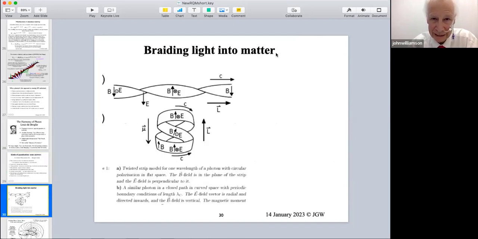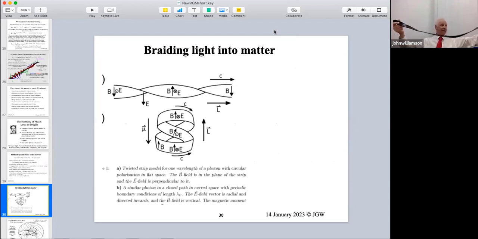How do you turn light into matter? How do you braid light into matter? Well, the way you do this is you take a photon, which has this twist. I'll just use the belt trick for that. So we take a photon, a single turn into the photon.